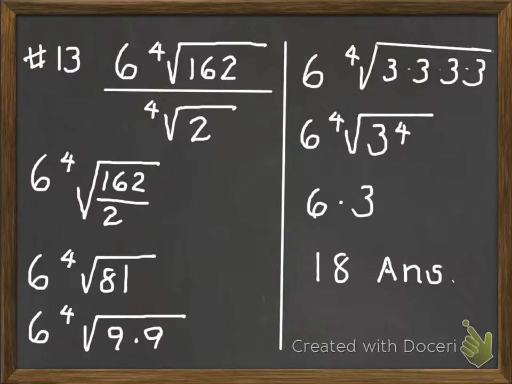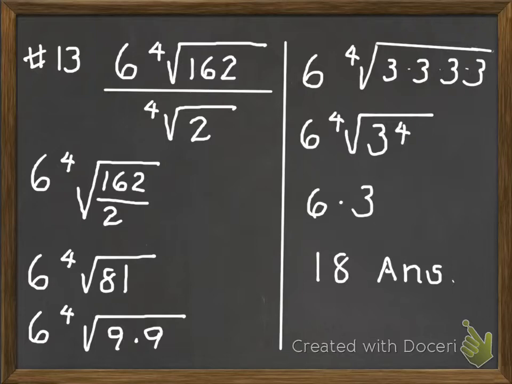Number 13. Use the quotient rule to divide, then simplify. The expression is 6 times the fourth root of 162 divided by the fourth root of 2. Now, because the radicals are the same, we can combine the 162 divided by 2 under one radical sign. So we have 6 times the fourth root of 162 over 2. Then we divide 162 by 2 and we get 81.